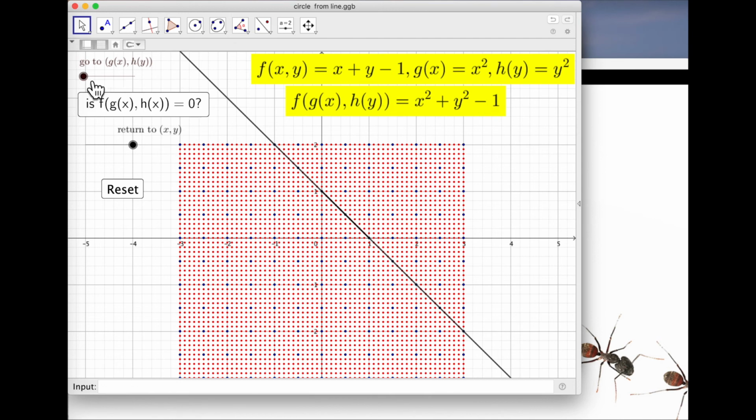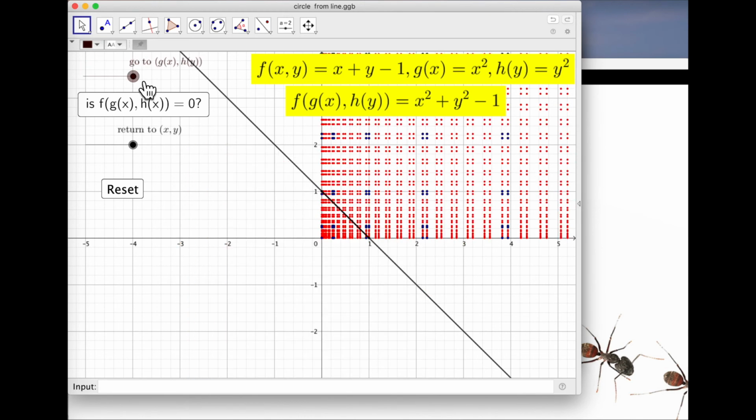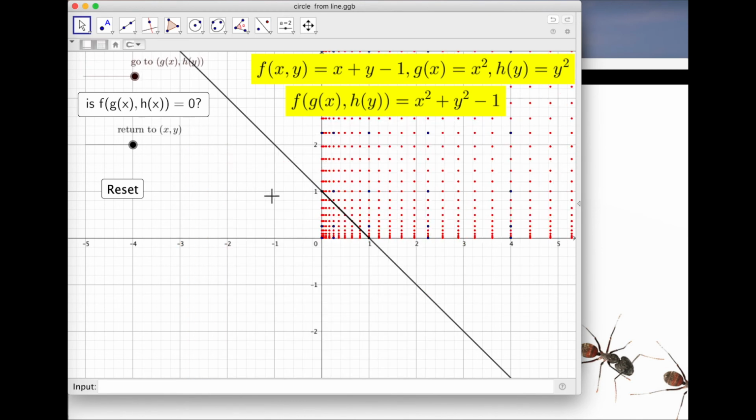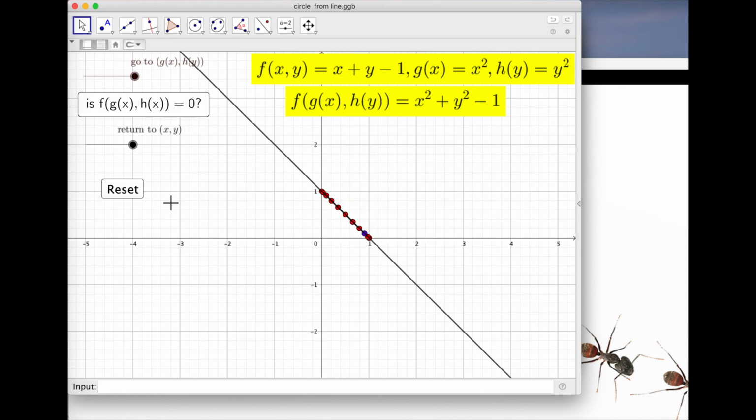First of all, they don't know the equation for the line, so the first thing they have to do is go to the point g of x, h of y to discover if they're on the curve. When they get there, so there we go. They've squared both their x and y coordinates. So there are 4 ants in each of these places. And then they have to discover whether they're on the curve or not. And these ones discover that they are.